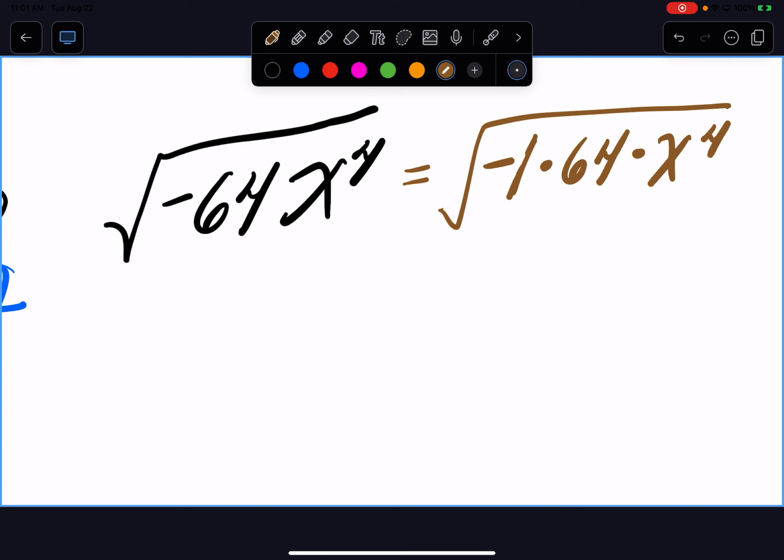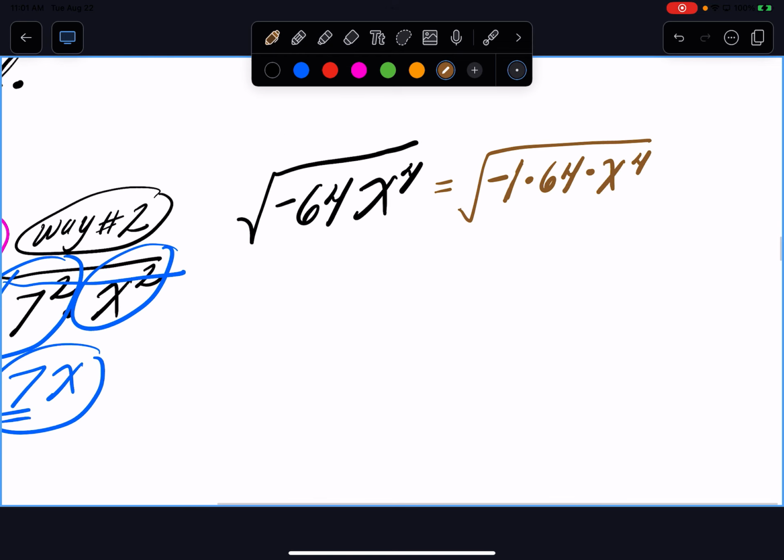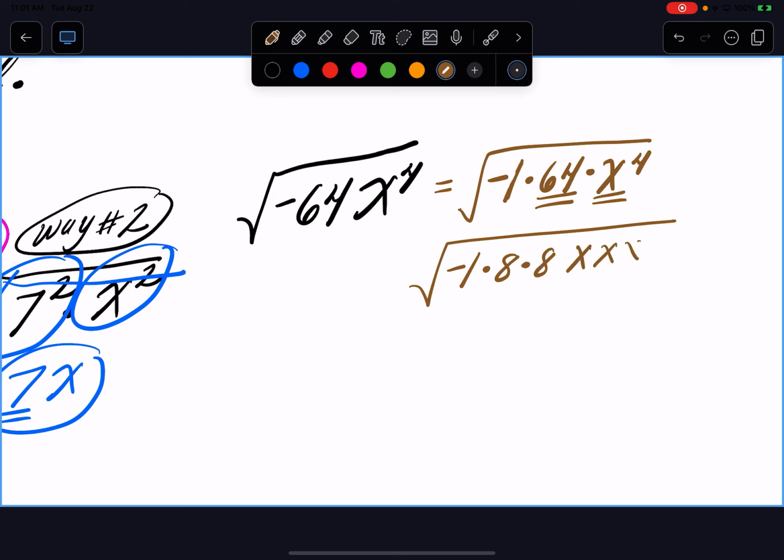All right, now once again from here, if you want to do the factor tree thing, factoring it, then you're gonna do it by way number 1. So way number 1 is when you rewrite it completely factored all the way down. So what multiplies to be 64? 8 times 8. So let's write it. Negative 1 times 8 times 8. And then isn't x to the 4th x times x times x times x? Yes? So we've got to keep going.